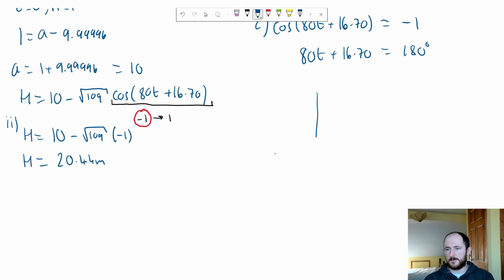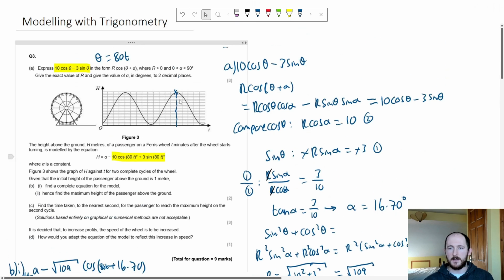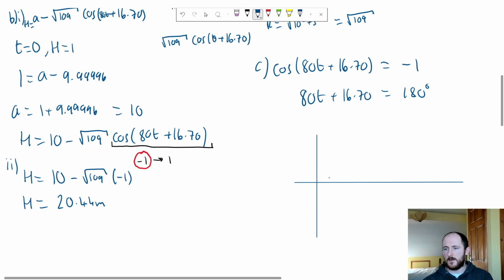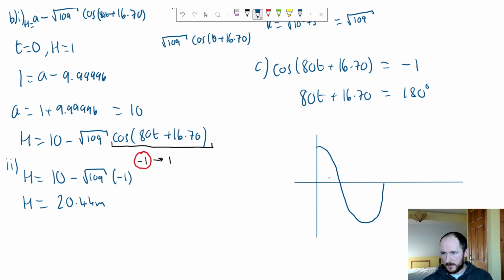the graph. So if we draw the graph, and this is the cos graph here, so we're not using the graph at the beginning because, well, why? Because this is the graph of h, so it's 10 minus this. The cos graph starts at 1 and it goes down, up, and then it will keep doing this forever. And that happens every 360 degrees.